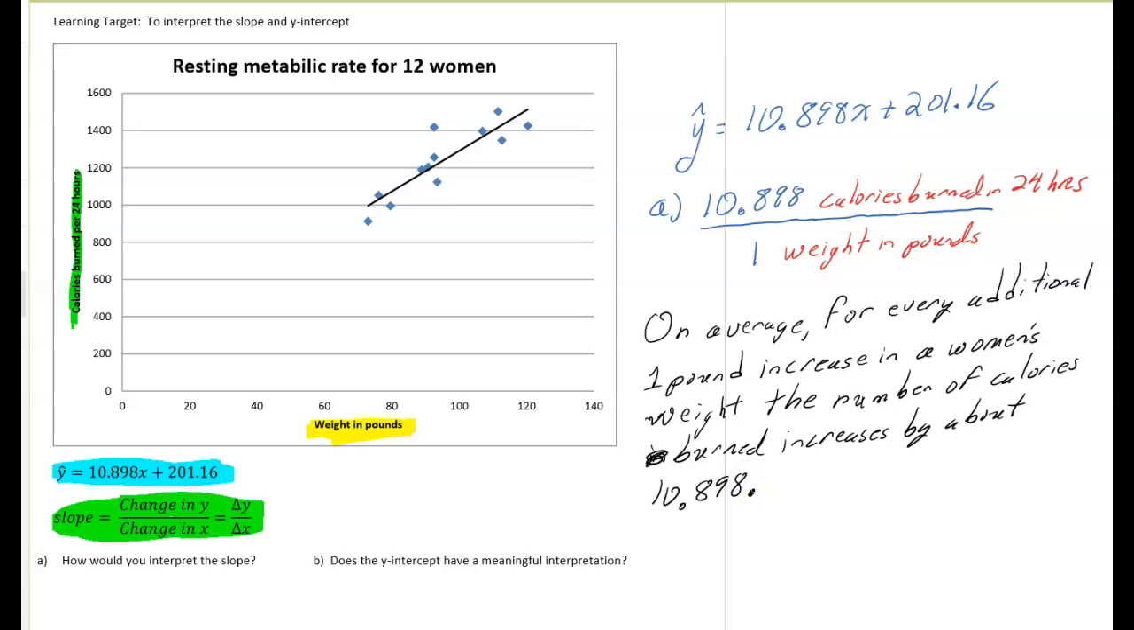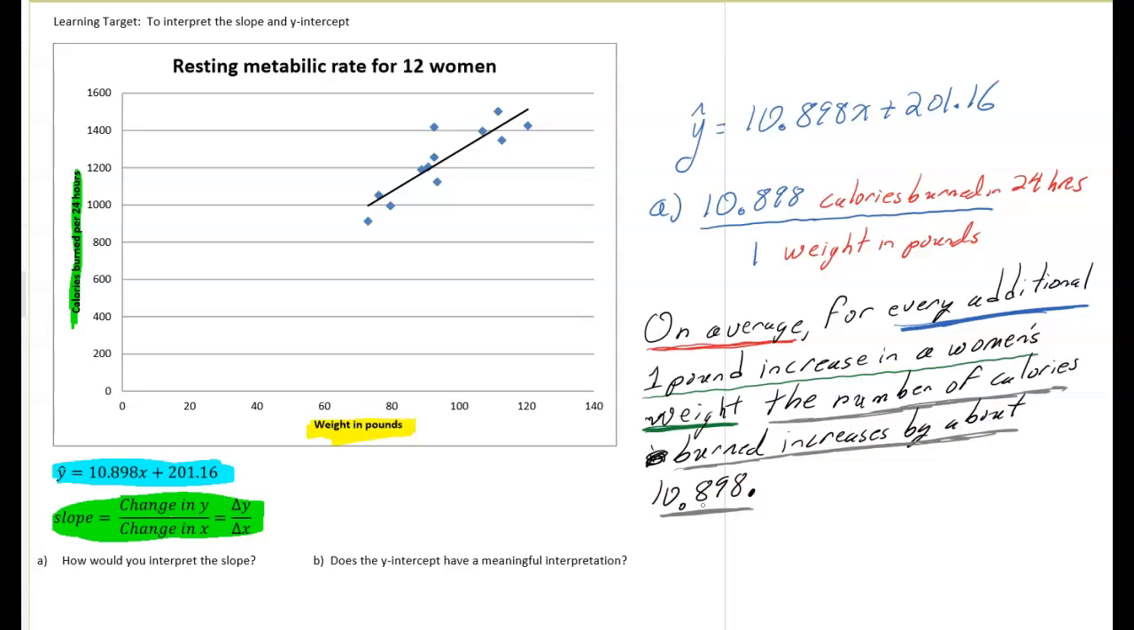10.898. So the components there is you always want the on average, I'm underlining that. You always want for every additional, I'm underlining that in blue. Then after that you put the x context, so in green we have the x context. And I think I put the line a little bit longer, so I'm going to stop it after the weight. And then the last part, and I'm going to underline that in gray, is related to the y value. So there are 4 components when you interpret the slope. The red piece, the blue piece, what I underlined in green, and what I underlined in gray.